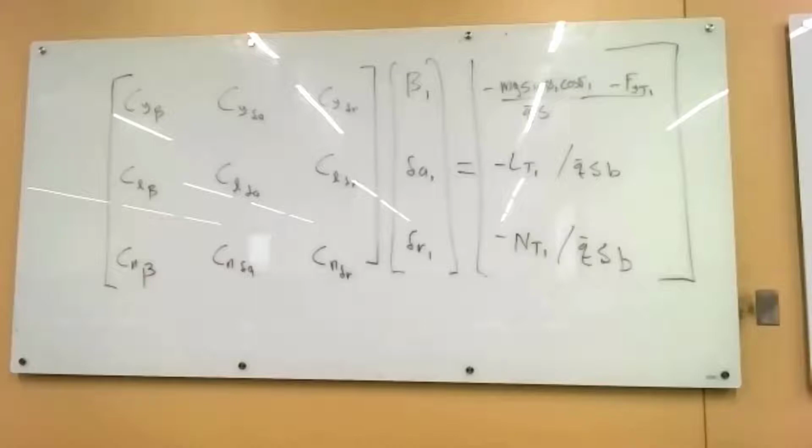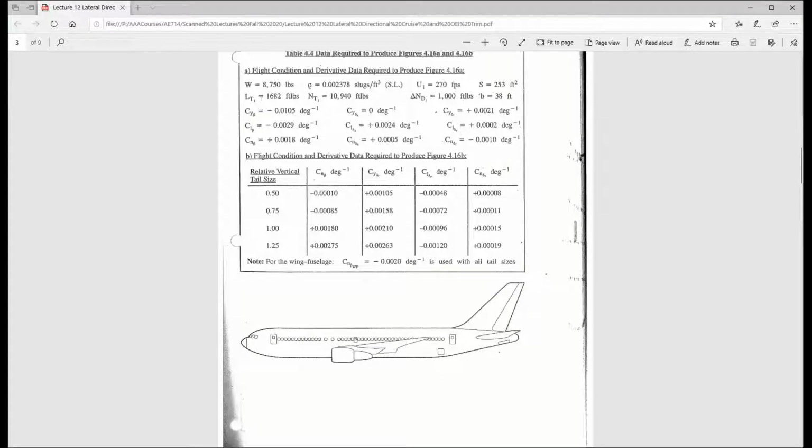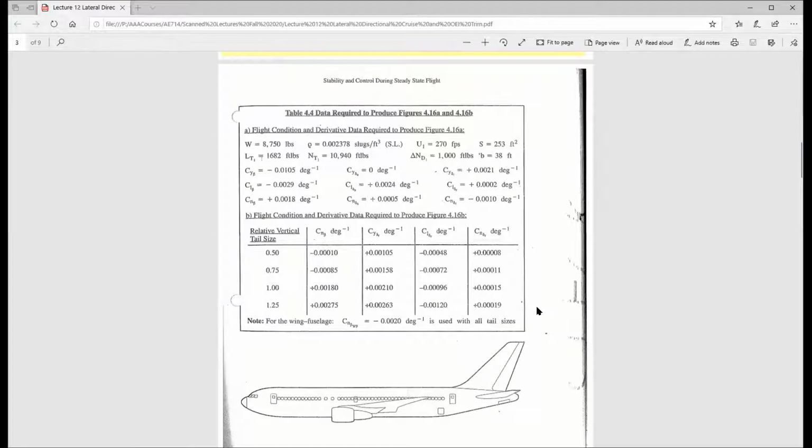So this is data for a jet engine aircraft, listing the required values. It shows the weight and the density and the forward speed and the wing area that we all need to plug into this equation. And it gives the parameters, C_Y beta, C_Y delta A, C_Y delta R. So these are all the numbers that go into the matrix on the board.